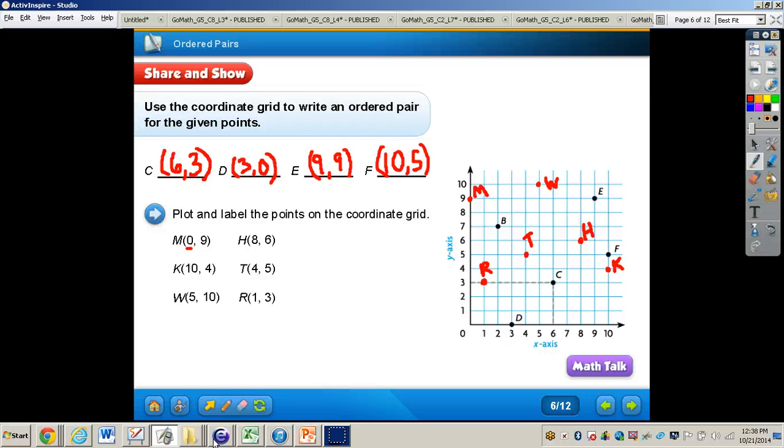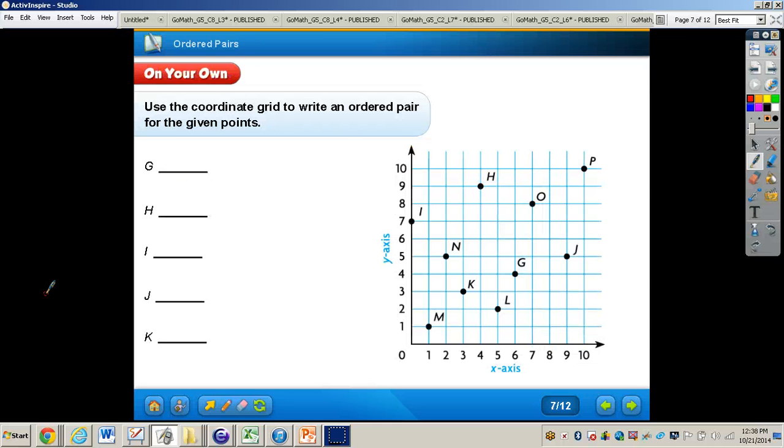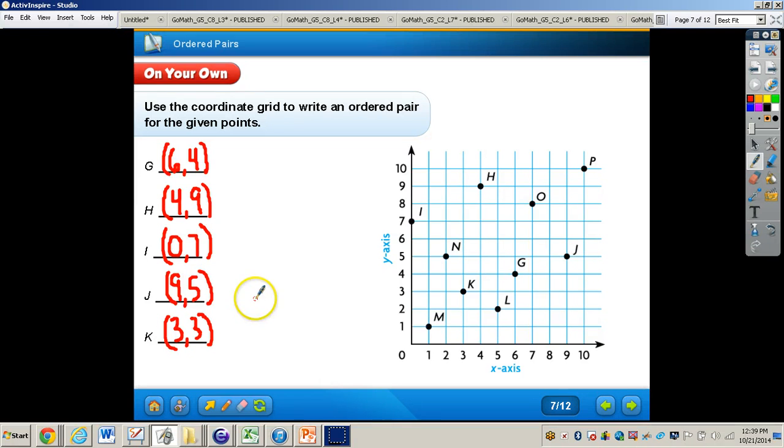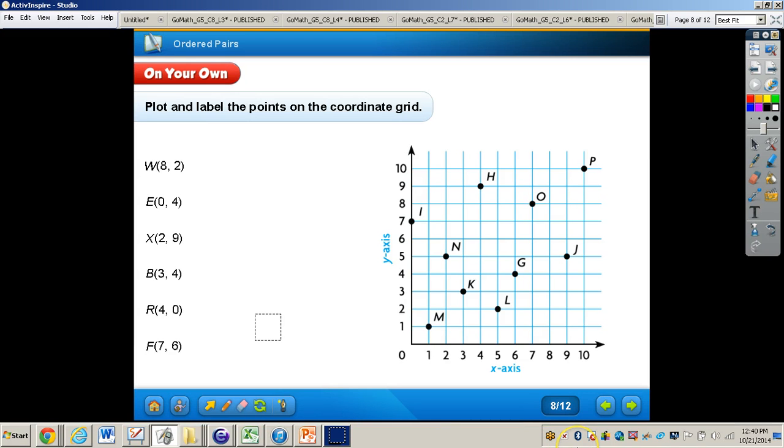Okay, what I want you to do is use the coordinate grid to write an ordered pair for the given points. Do this all by yourself. When you're finished, you can press play and I will have the answer for you. So pause the video now. Okay, here are the answers. Make sure that the first number in your ordered pair represents the x-axis and the second number of your ordered pair represents the y-axis.